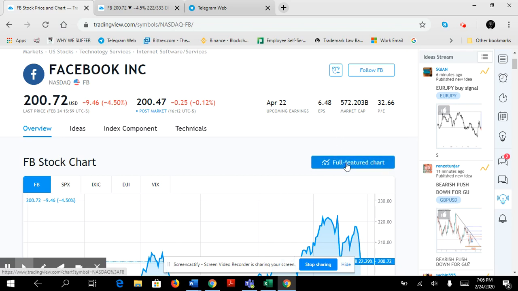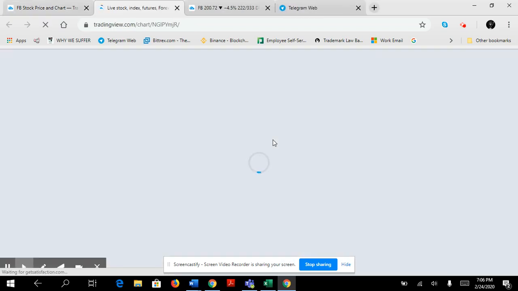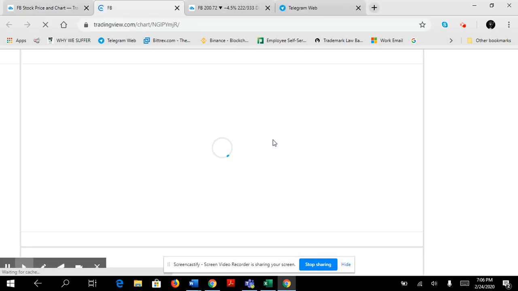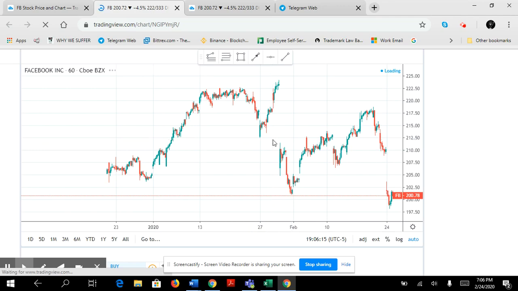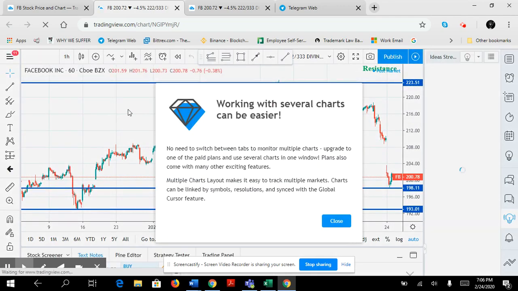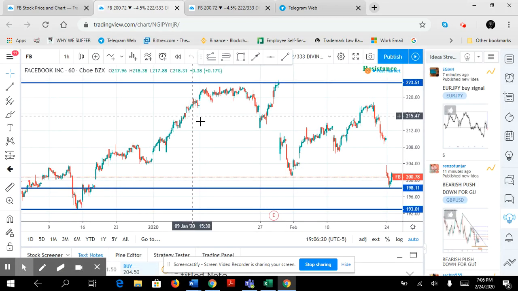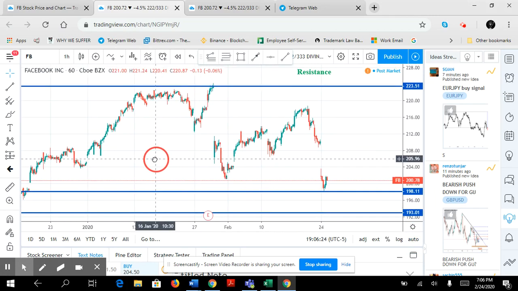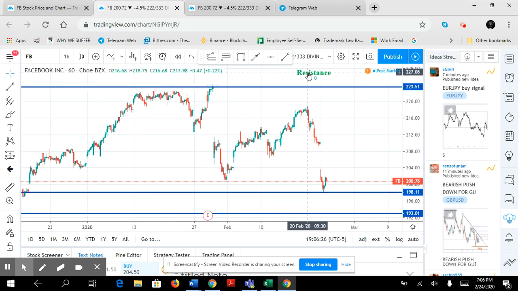All right. Full featured chart. That's what we're going to click on. You click on that. You're going to have pop-ups. You can click out of them like this right here. Just click on the screen so it goes away. You're going to have advertisements. Advertisements are going to show up all over. All right. So you're going to have that.